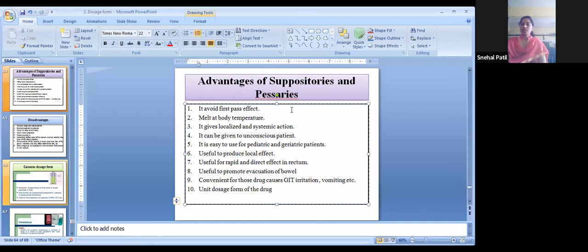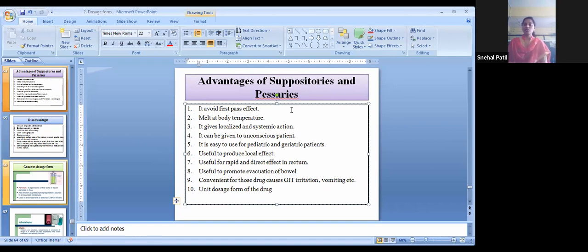Then next is that it is useful to produce a local effect, on exactly the body part where we want it. So these are the advantages of the suppository. Next is that it is useful for a rapid and direct effect on the rectum, a direct and fast effect on that part.